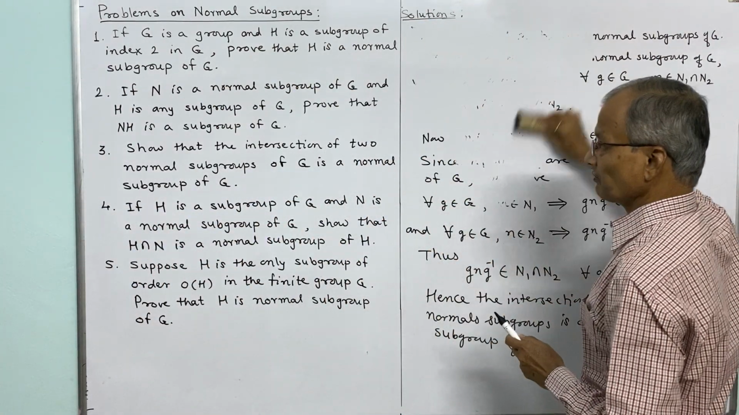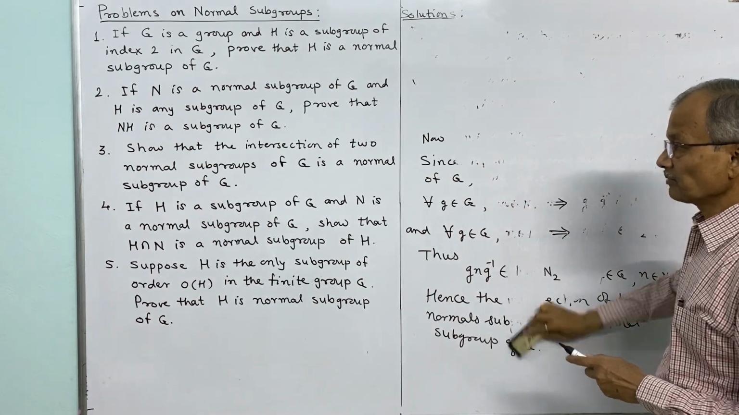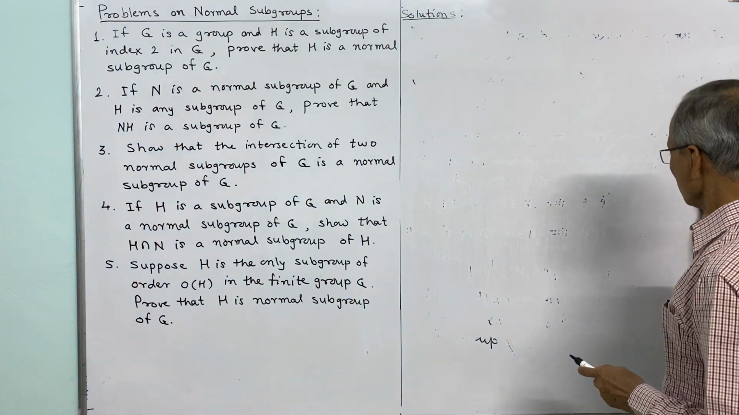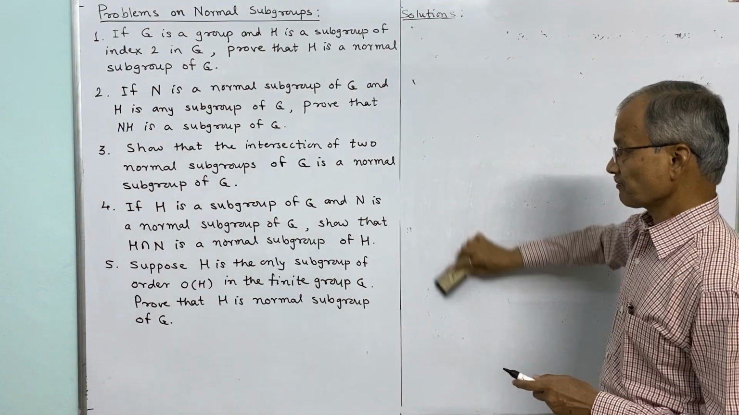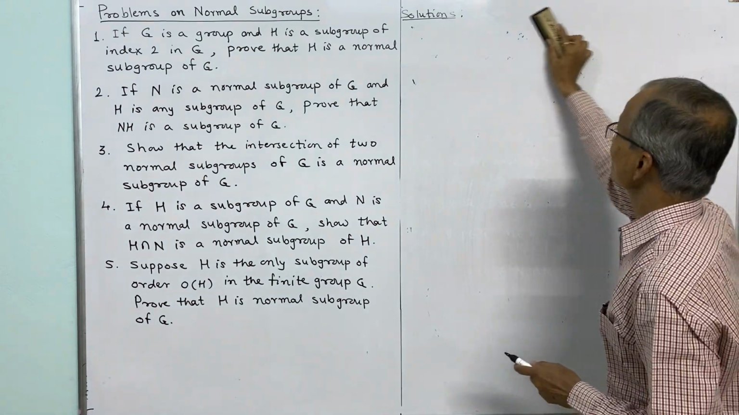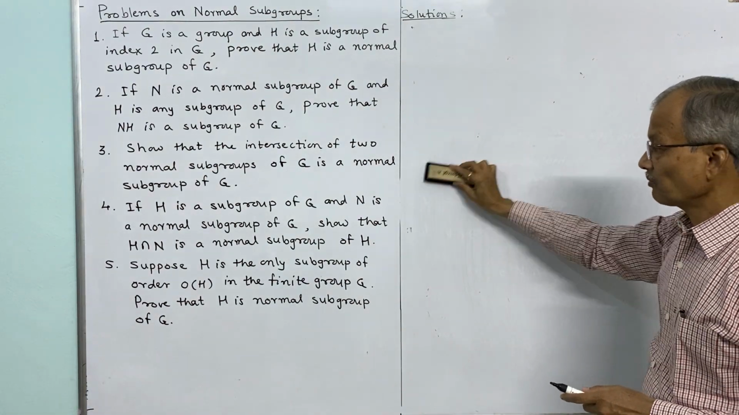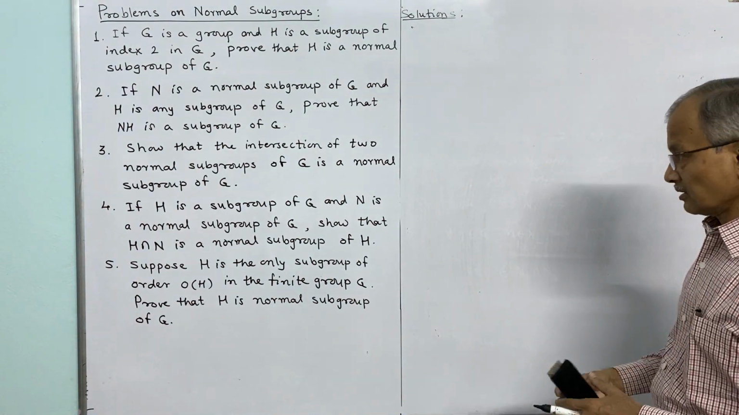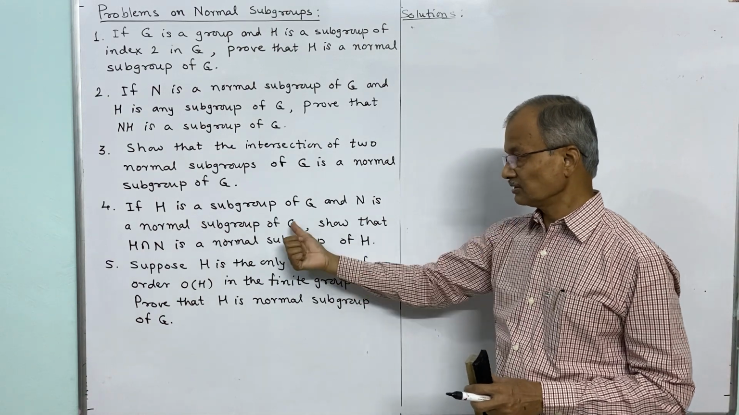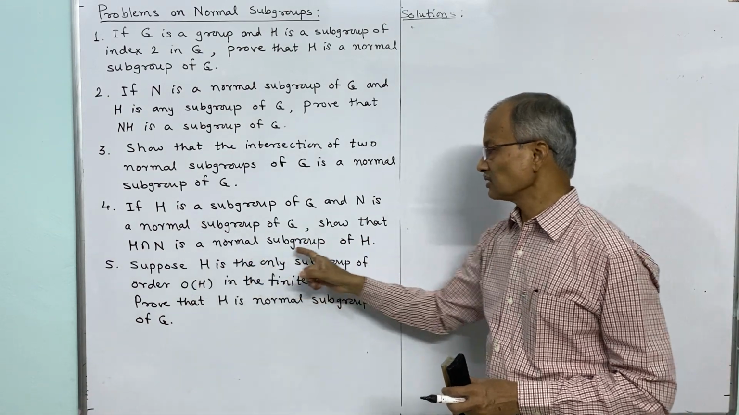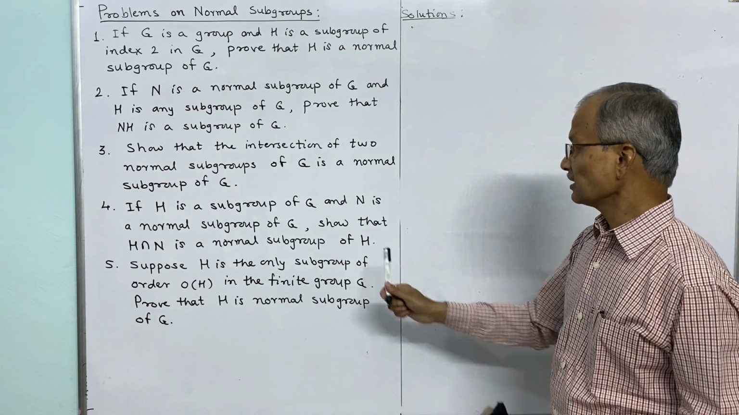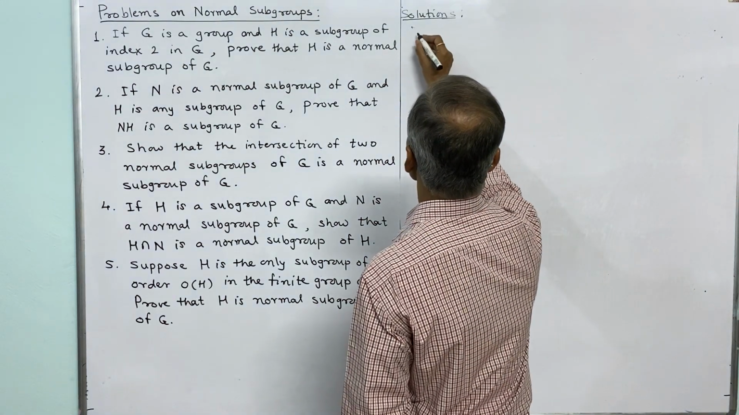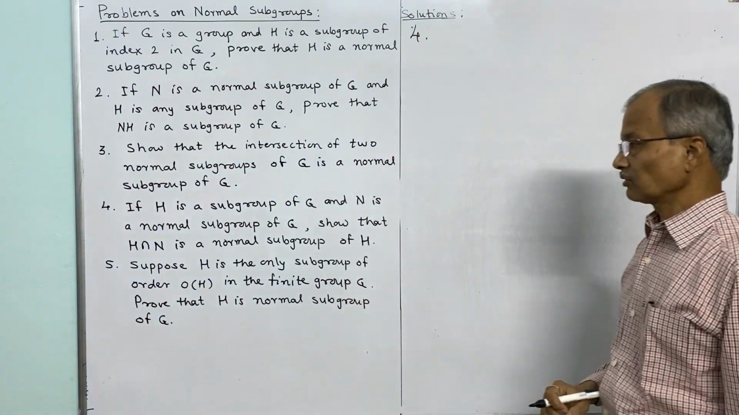Solution of 4. The fourth problem is: if H is a subgroup of G and N is a normal subgroup of G, H is only a subgroup but N is a normal subgroup, show that H intersection N is a normal subgroup of H. The relative normality considered here is in H, not in G. We have to prove H intersection N is a normal subgroup of H. First, N is given as a normal subgroup of G, that we shall consider. That is the solution for the fourth problem.